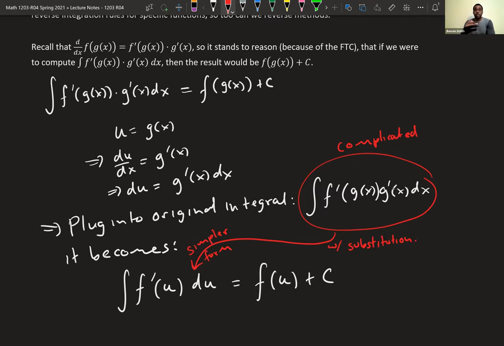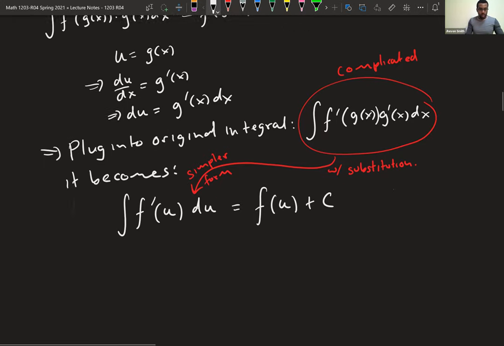Right? And complicated and simpler have a very specific definition here in this case. Complicated just means it doesn't look like a basic rule. I really don't know what to do with it. Simpler means, oh, now it looks like a very basic rule. It's obvious to see what the antiderivative has to be. And so we can do that, okay?